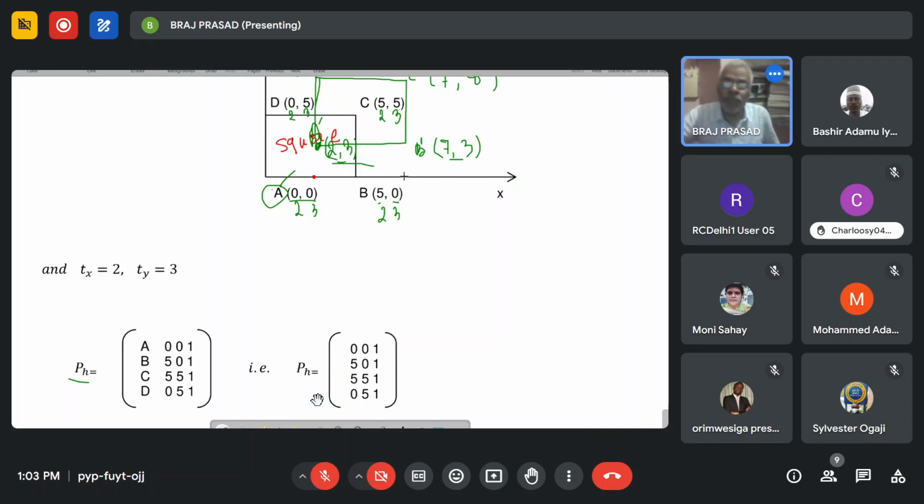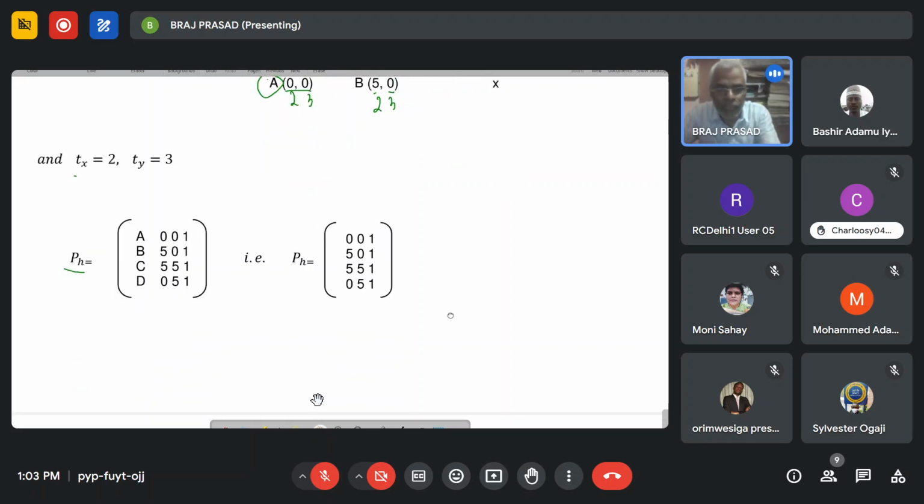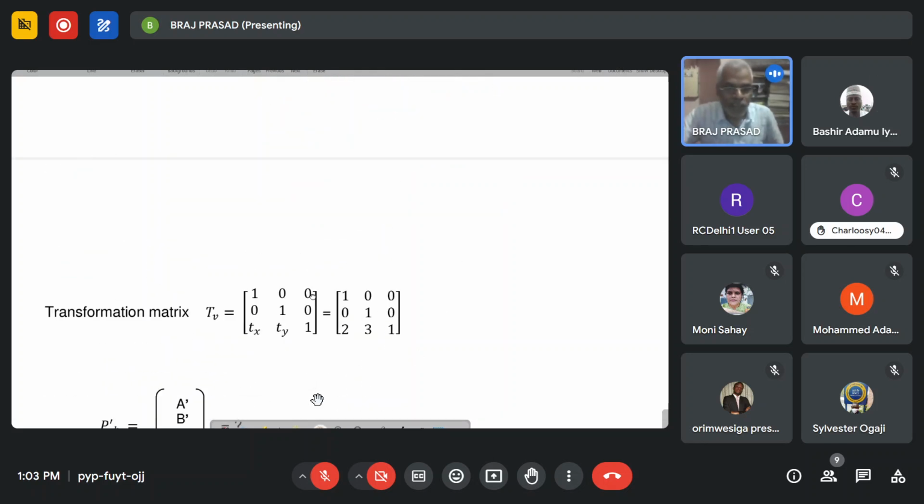If there are a number of points, then we need a matrix form. This is our matrix form, and the values of A, B, C, D, and Tx and Ty are given in the question. Now, how will we calculate the value of P dash H?